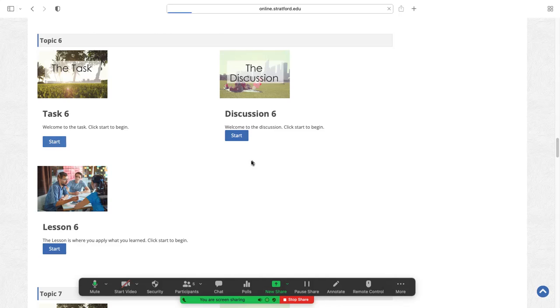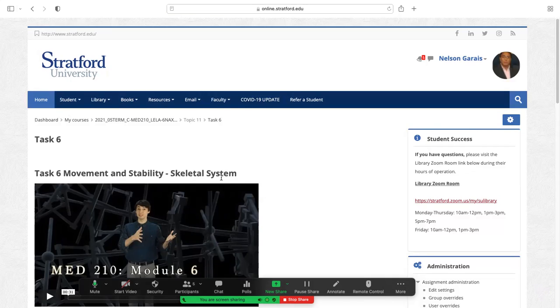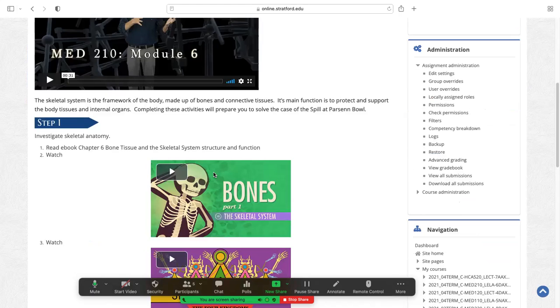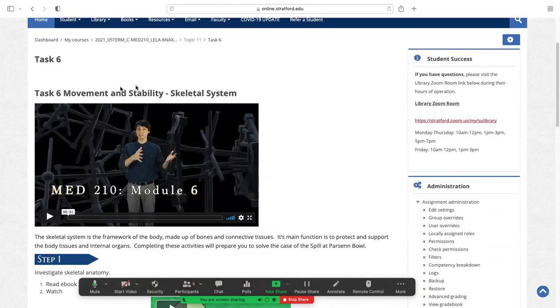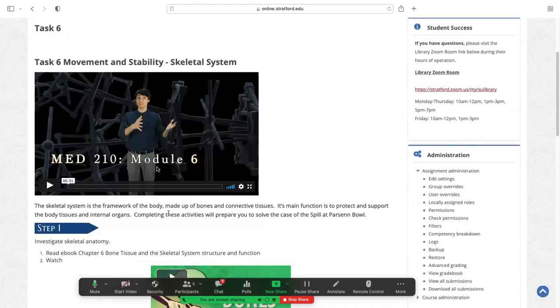So what are we doing this week? Task 6, this is movement and stability, the skeleton system. And of course, as the title suggests, it's the main reason why we have bones. I have to be able to move, and I have to be able to sit or stand upright.